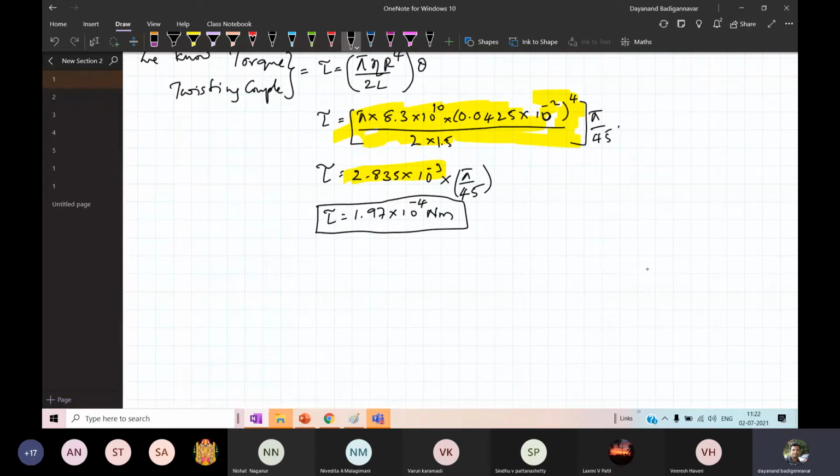Couple is force into perpendicular distance. Force is in Newton and distance is in meter, therefore you get the unit as Newton meter. I think I have discussed this many times. So go for the next problem. I think we shall go directly to problem number 4.